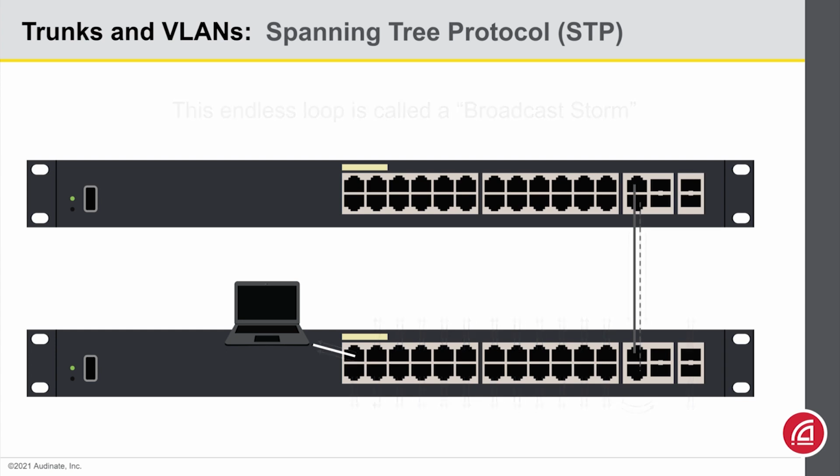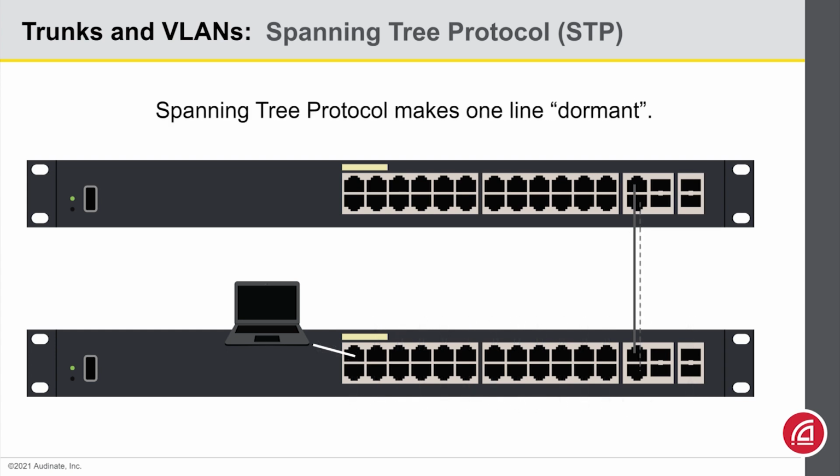This is the reason that spanning tree protocol exists. It detects and shuts down loops in the network. So now, when the computer sends a DHCP request, it goes to every port on the switch, but the extra link to the other switch is shut down.